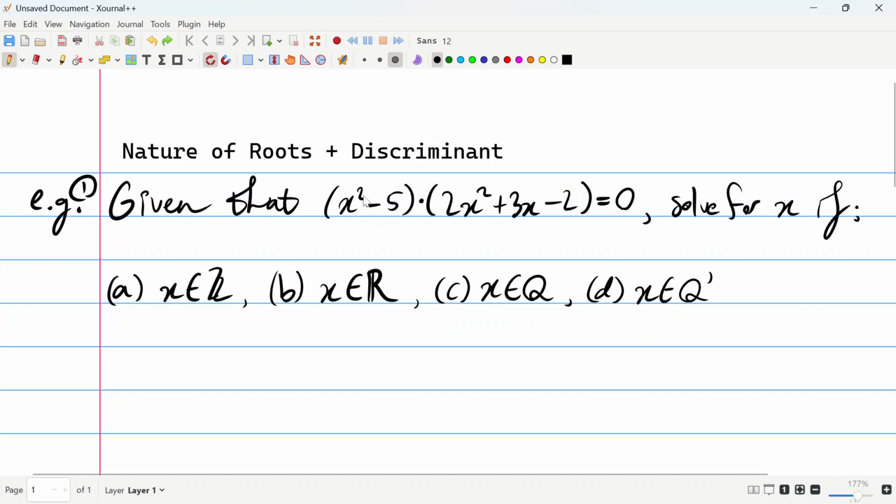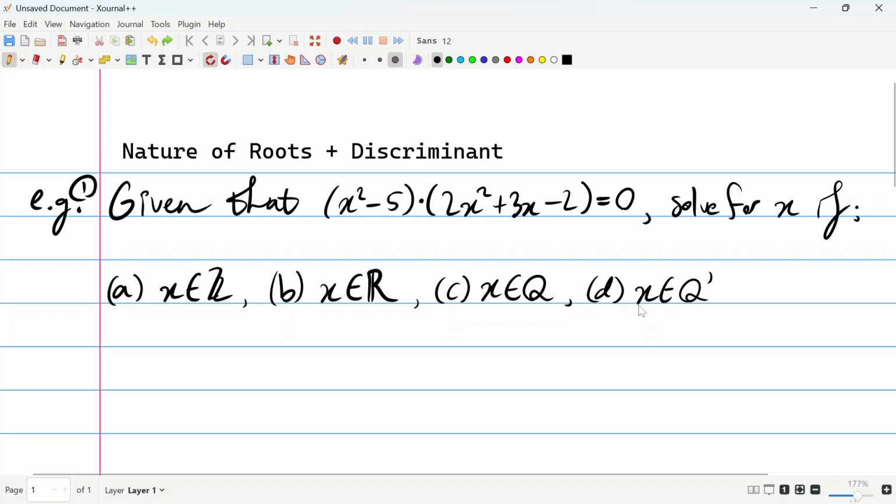We have a quadratic equation here in this bracket and a quadratic here, meaning we can factorize and find the roots. So when we solve for x in these types of equations, we call them the roots. All the x values that we solve for are roots. And the nature is essentially what is being asked in these questions. Are they integers, which is the set over here? Are they real numbers? Are they rational values or irrational, with the apostrophe meaning not rational?